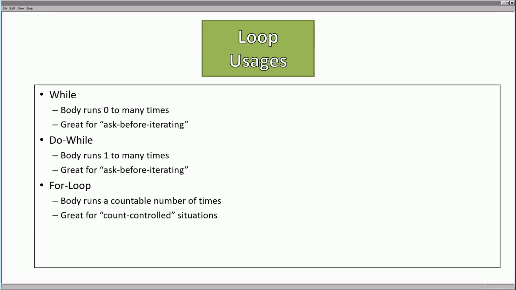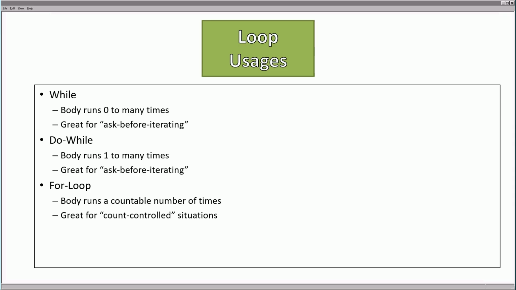We've explored several different kinds of loops in these past couple of lectures, and each one of them can be used in different ways. So looking at these a little closer, we understand that for a while loop, the body of it may run 0 to many times. While loops are excellent for using what's called an ask before iterating strategy. If we don't know exactly how many times the body needs to run, then we may need to use a while loop.